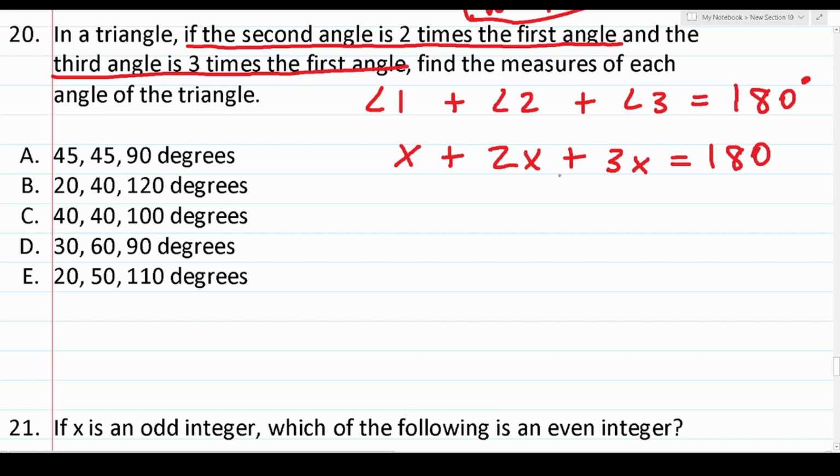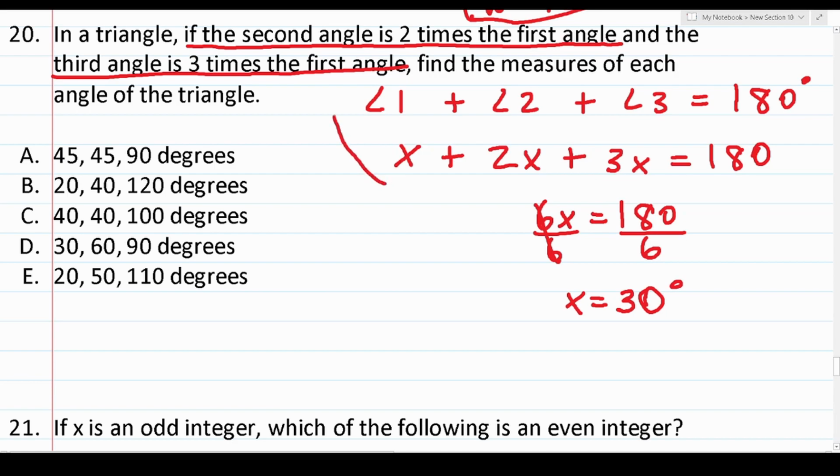So let's combine these like terms. x plus 2x is 3x. 3x plus 3x is 6x. So this is 6x equals 180. To get x by itself, we're going to divide both sides by 6. This crosses out, leaving you with x equals 180 over 6. This is actually pretty easy to do. 18 divided by 6 is 3, and just carry that 0 down. So 180 divided by 6 is 30 degrees. As we can see, x corresponds with angle 1. So we know angle 1 is 30 degrees.